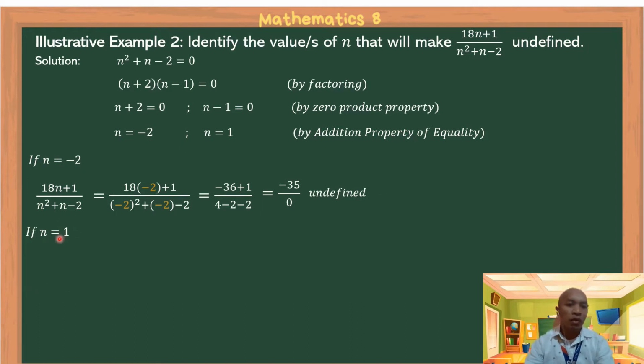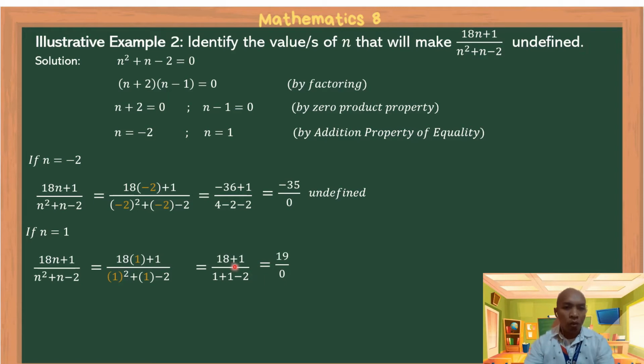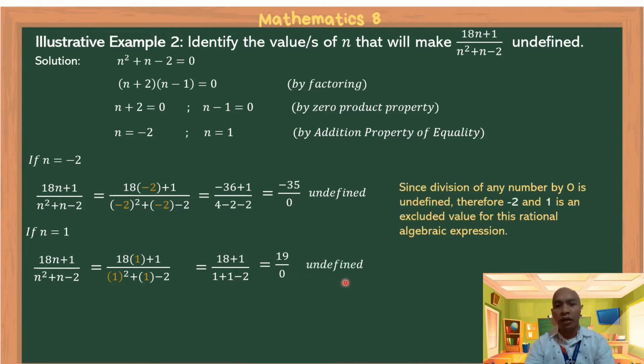So what if we try n equal to 1? The same is true. We're going to substitute the value of n, which is 1, into the given expression. And we just simplify. So 18 times 1 is 18. Then copy 1. Then 1 squared is 1. Then copy 1 minus 2. Then 18 plus 1 is 19, all over 1 plus 1 is 2, minus 2 equals 0. So that makes it undefined.